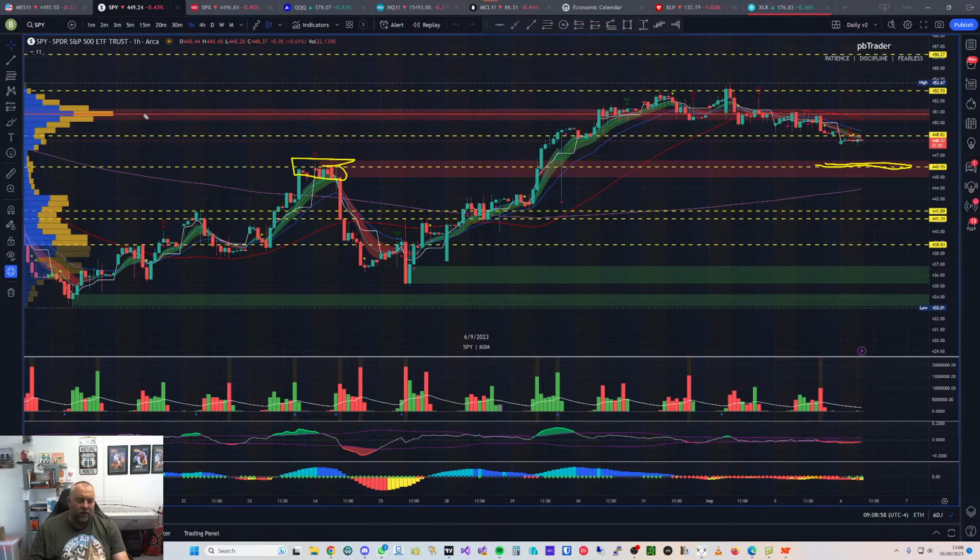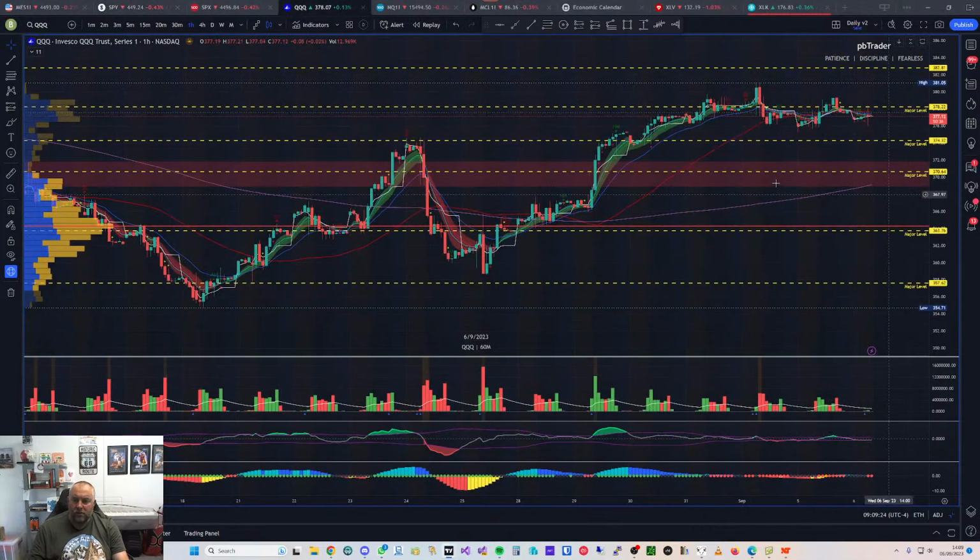And then we've got this higher area of concentrated volume running through here. So potentially we could use the tops of these candles as a resistance area. So potentially 450 to 451 as a rejection area. So these are the two areas I'm watching for. And obviously we've got 453 as a higher probability rejection area up here as well.